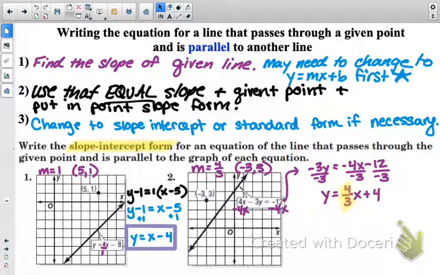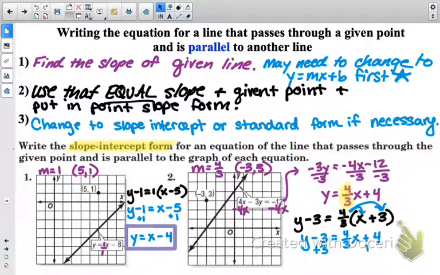Now it's going to be more like problem number 1. We have a point and a slope, put it in point slope form. Now distribute and get y by itself. So our final answer, y equals 4/3 x plus 7.